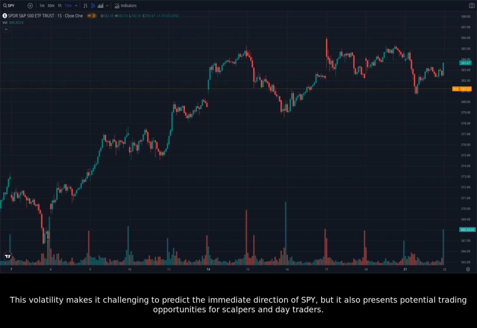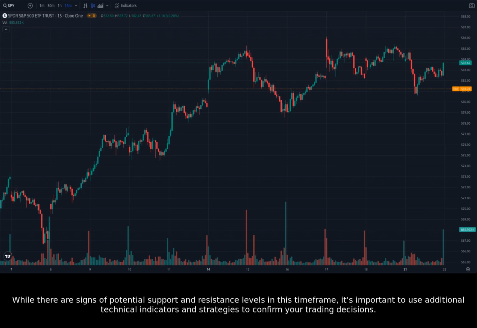This volatility makes it challenging to predict the immediate direction of SPY, but it also presents potential trading opportunities for scalpers and day traders. While there are signs of potential support and resistance levels in this time frame, it's important to use additional technical indicators and strategies to confirm your trading decisions.